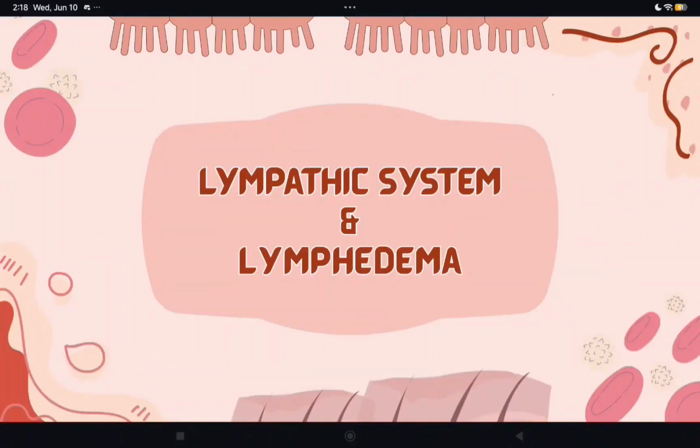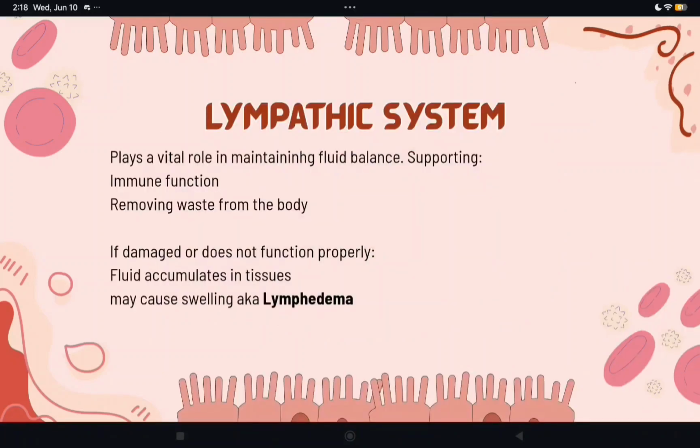First, we have the lymphatic system and lymphedema. The lymphatic system plays a vital role in maintaining fluid balance, supporting immune function, and removing waste products from the body. When this system becomes damaged or does not function properly, lymph fluid accumulates in the tissues, causing swelling, also known as lymphedema.